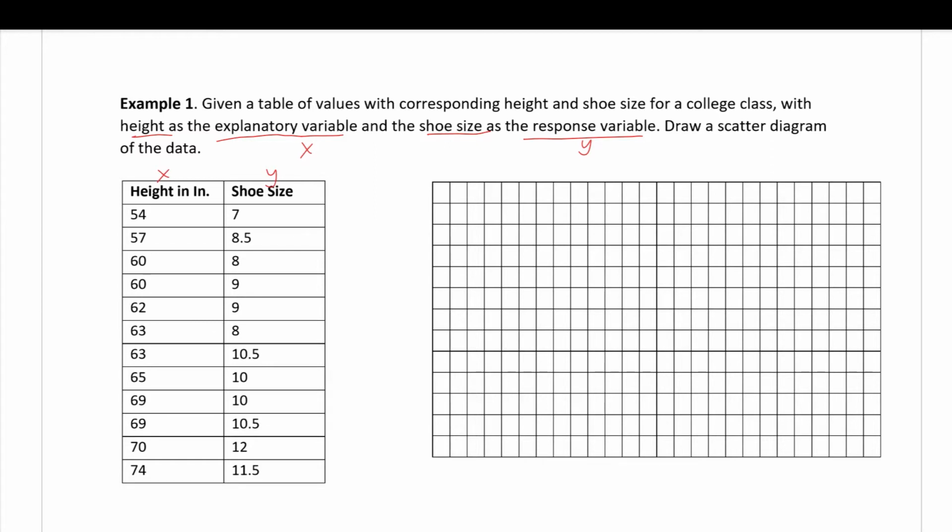Now, each one of these rows is one individual. This particular individual has a height of 54 inches, but a shoe size of 7. And then this individual has a height of 60 and a shoe size of 8. And what's interesting about this one, this is why I chose this one, is that there's another person who has a height of 60, but a different shoe size.